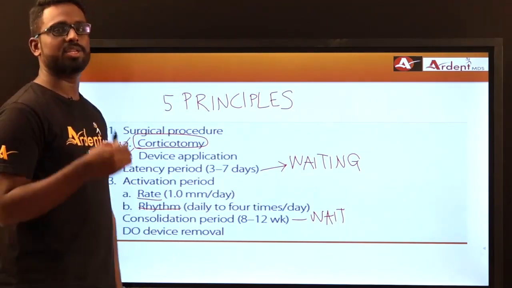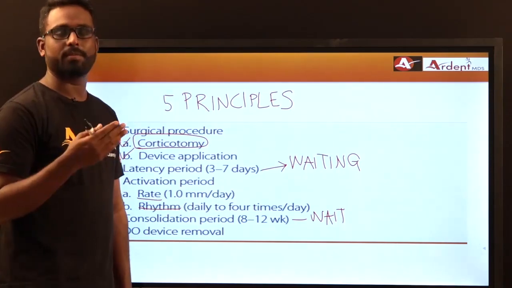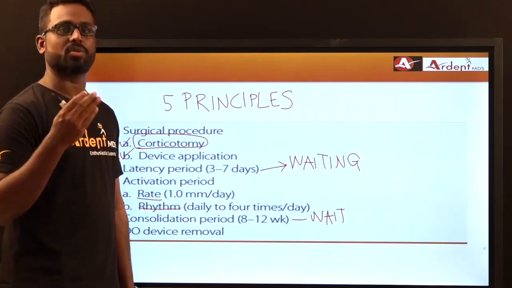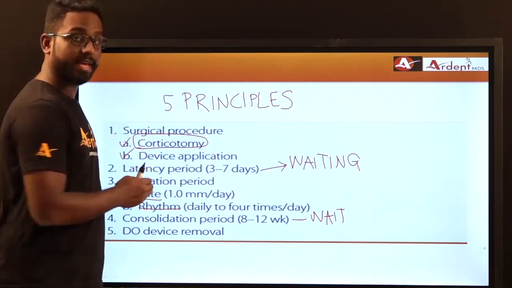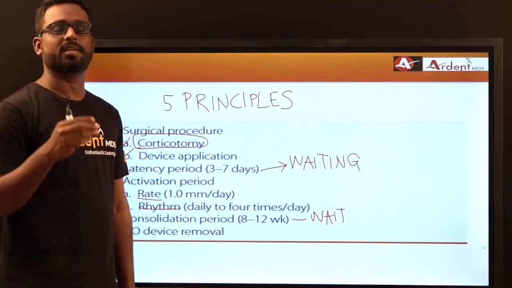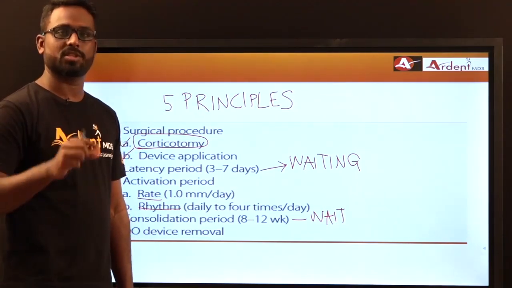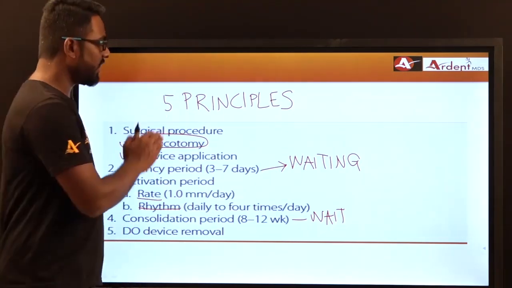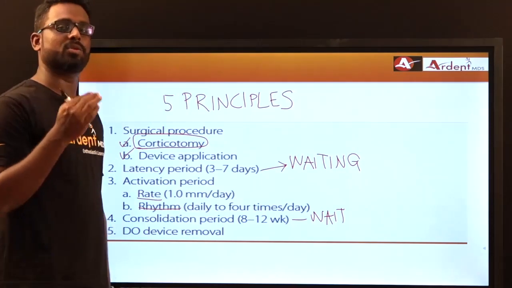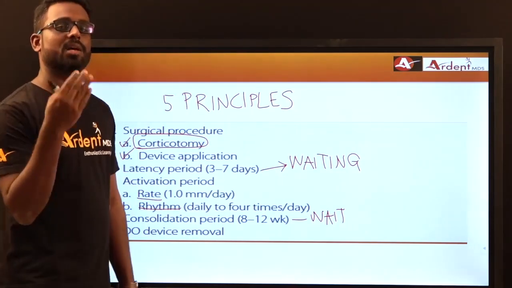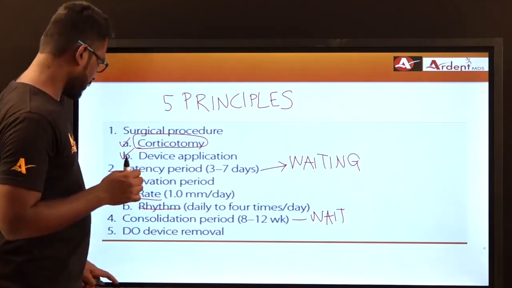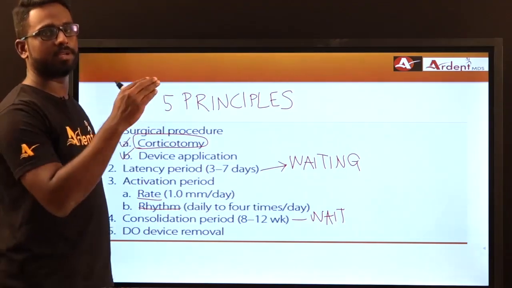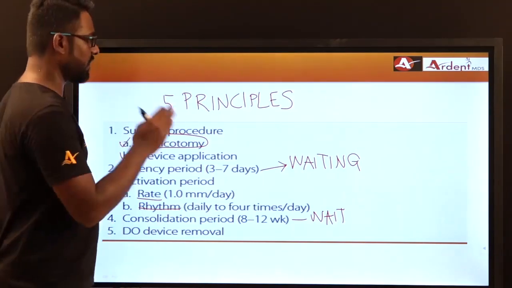Initially we perform a surgery, we perform corticotomy, we wait, that is known as the latency period, and the 3rd step is we activate, that is we start turning the device, which is when the distraction starts occurring. Next we wait for some time, that is known as the consolidation period, and at last we remove the device, that is the 5th principle. That is simply the principles of distraction osteogenesis in a nutshell.